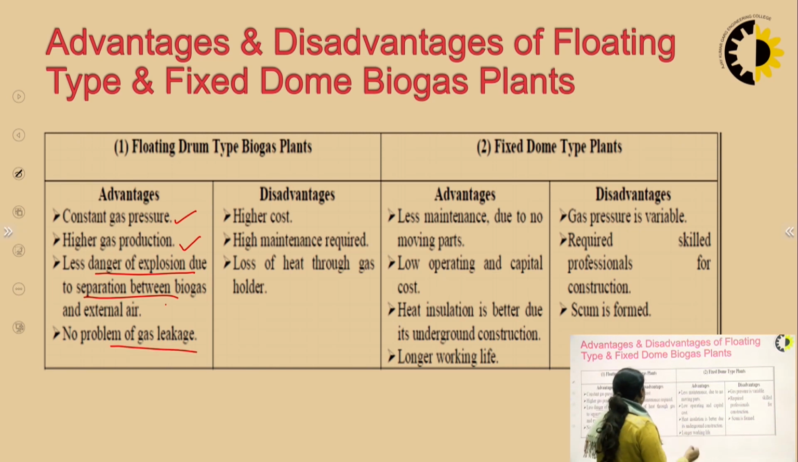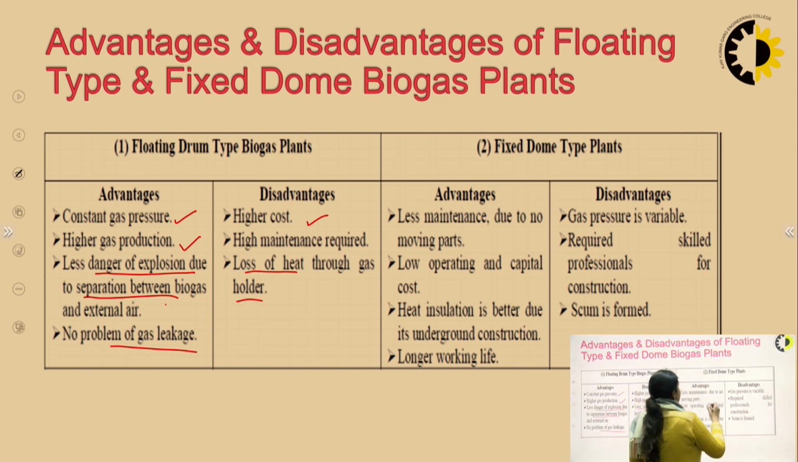What are the disadvantages? Since there are movable parts, maintenance is required and it is of high cost. High maintenance is required. Loss of heat through the gas holder is there. Advantages of the dome type plant: less maintenance due to no moving parts, low operating and capital cost, heat insulation, as I have told you earlier, is better in case of underground construction, and longer working life.